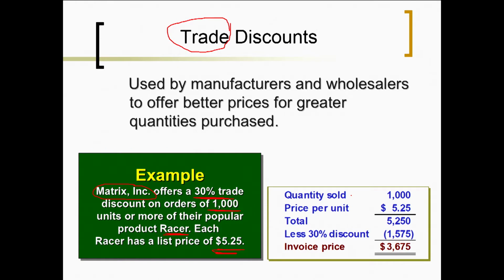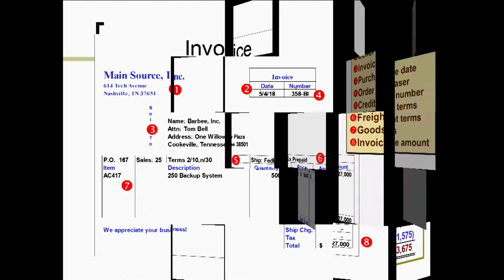Quantity sold, let's say we're going to order 1,000 of these. Now, if there were no discount at all, we would be paying $5.25 each, and we would owe a total of $52.50 for those 1,000 items, correct? However, they offer a 30% trade discount on 1,000 or more, and we purchased 1,000. So what is 30% of $52.50? Well, it's negative, or it's $1,575. So after the discount, our invoice price is only $36.75. You with me? But that is a trade discount, and that is to incent us to purchase in larger quantities, okay?